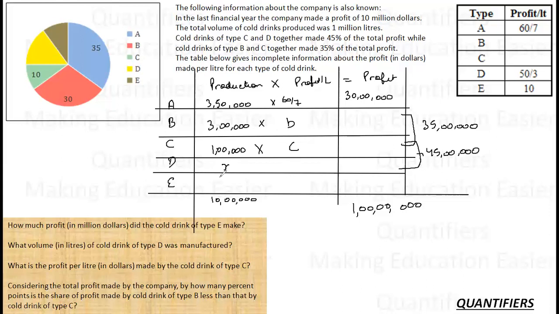So this is X, and this is 2,50,000 minus X. Its profit is 50 by 3 and this profit is 10. So this is 50 by 3 X and this is (2,50,000 minus X) into 10. So this is the overall data given to me, right?